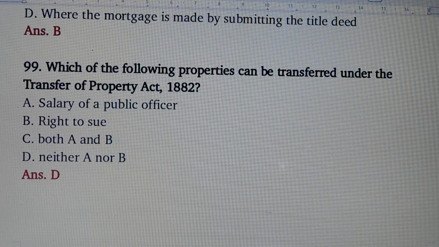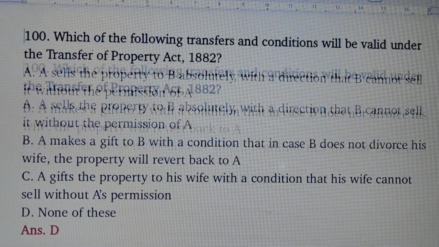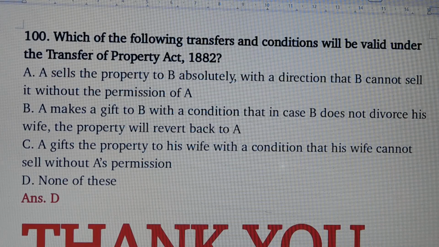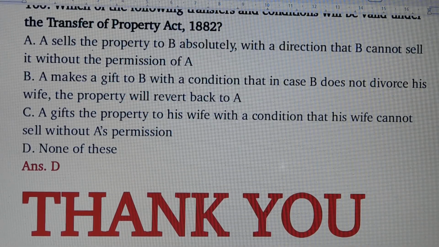Question number 99. Which of the following properties can be transferred under the Transfer of Property Act? Answer is option number D. Neither A nor B. Question number 100. Which of the following transfers and conditions will be valid under the Transfer of Property Act? Answer is option number D. None of these. So friends, these are MCQs of Transfer of Property Act with answers.